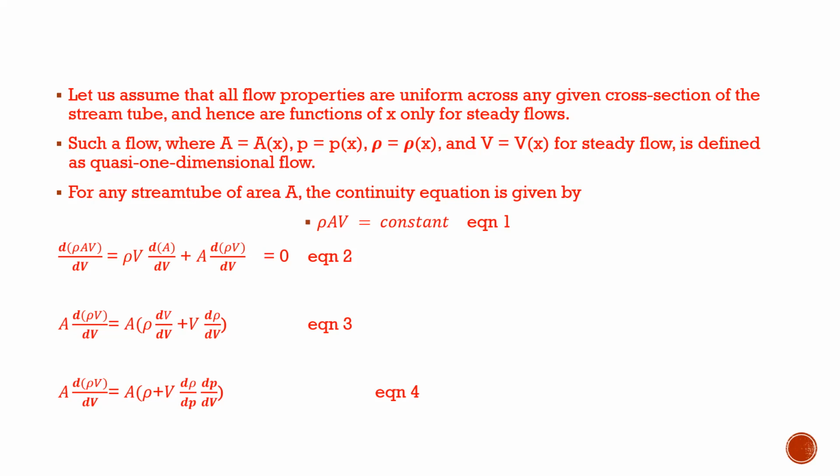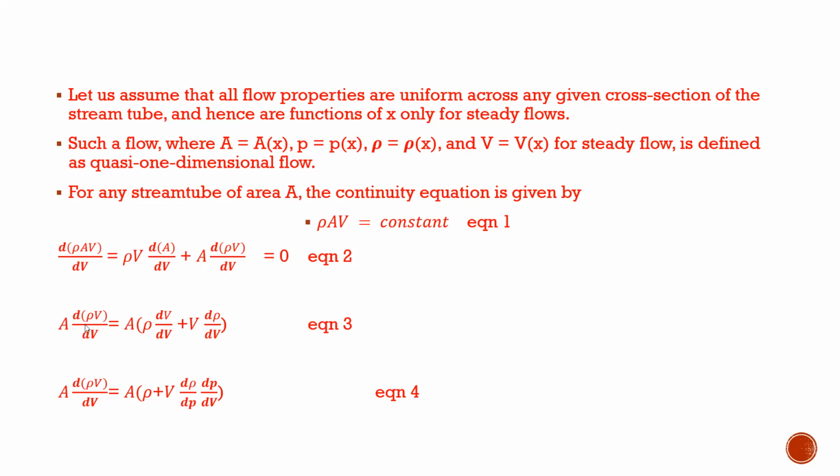Here, for any stream tube of area A, the continuity equation, as we all know, is rho A V equals constant. Here rho means density, A means area, and V means velocity. If we differentiate the continuity equation, we get d of rho A V with respect to V, which is rho A times dV by dV plus V times d rho by dV, and the differentiation of a constant becomes zero.